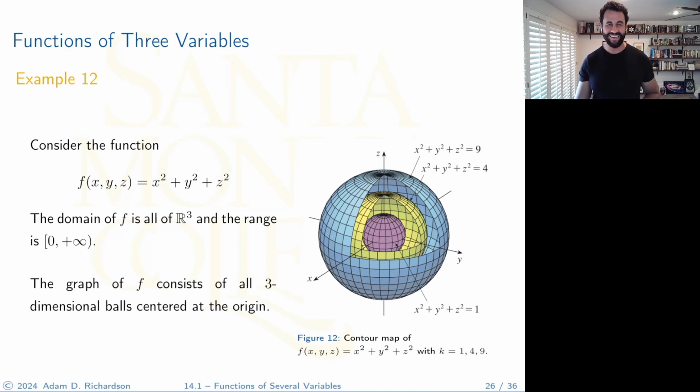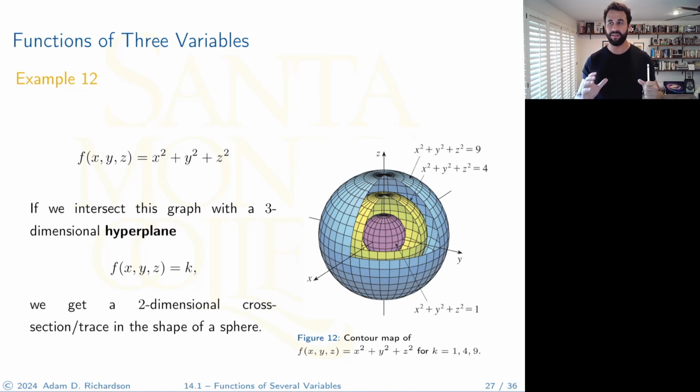Okay, we'll go through lots of these. So what does this function actually look like, the graph? I'm talking about every possible three-dimensional ball in space centered at the origin, every single one of them. And the object is all of them at the same time. That's why it's difficult to visualize.